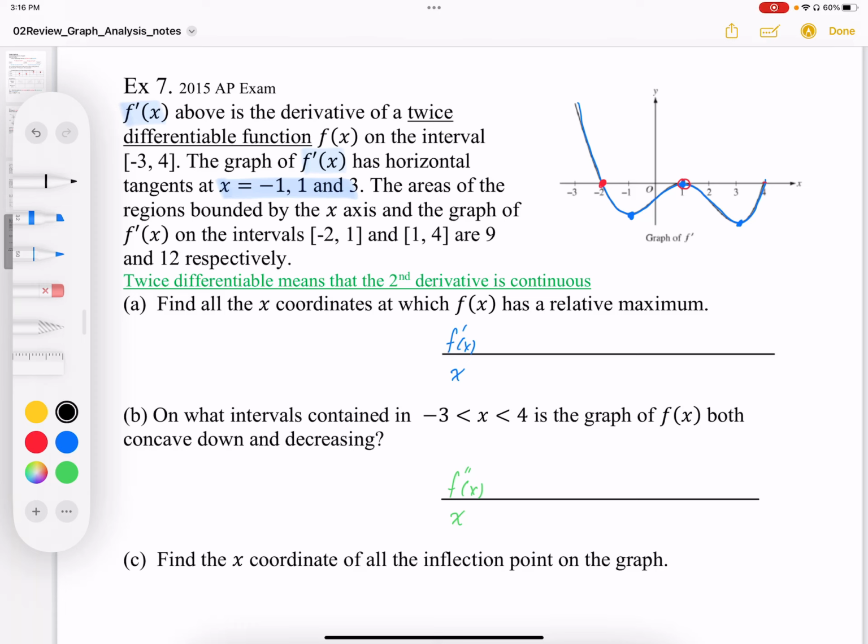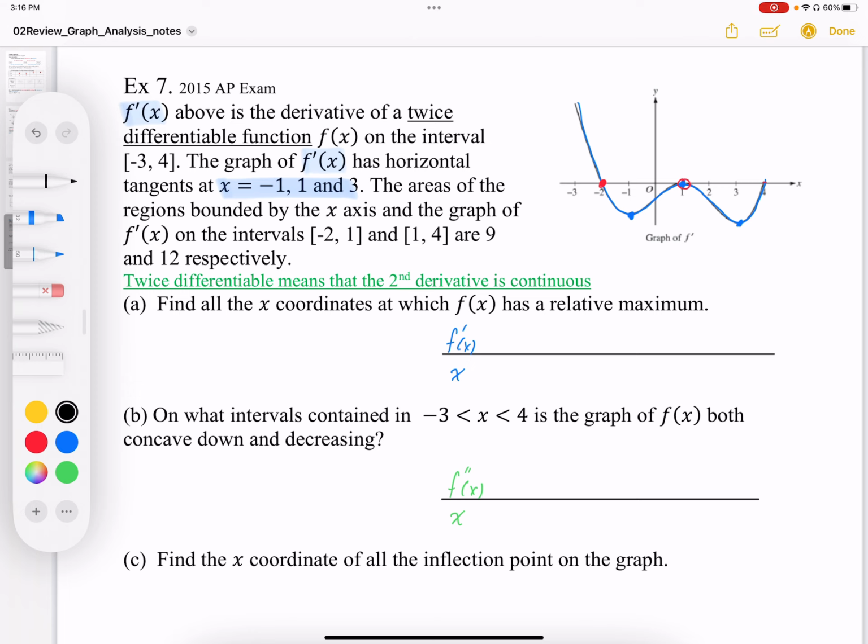Question number 7 is from the 2015 AP exam, and it says f prime is the derivative of a twice differentiable function f. Twice differentiable means that the second derivative of f is continuous. So we have the derivative is smooth and continuous, and the second derivative is continuous.